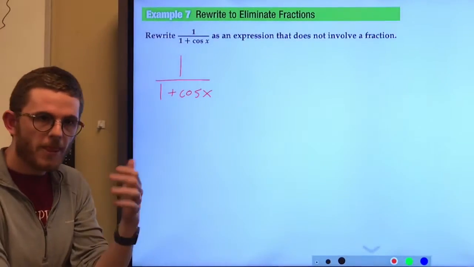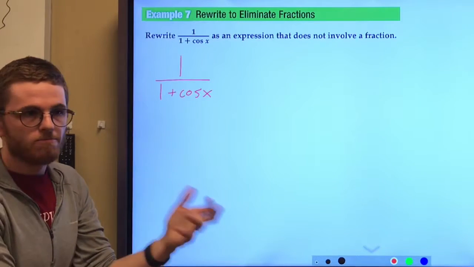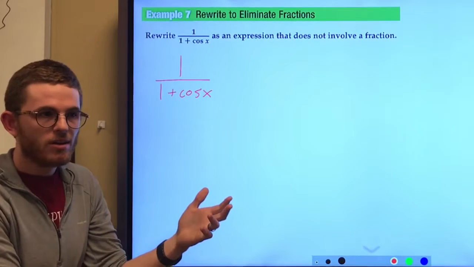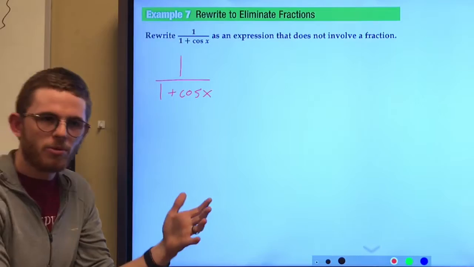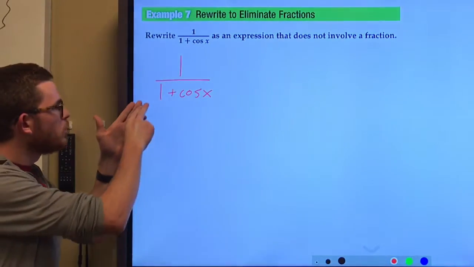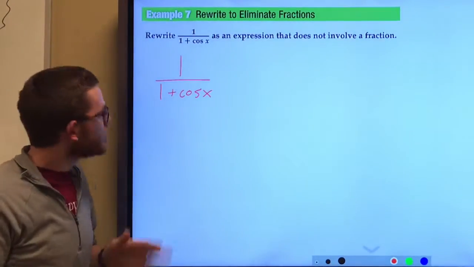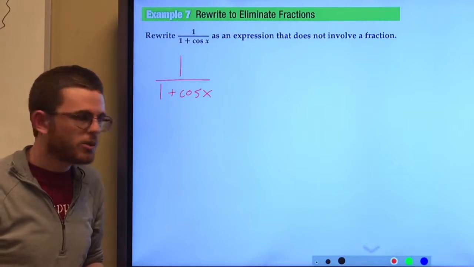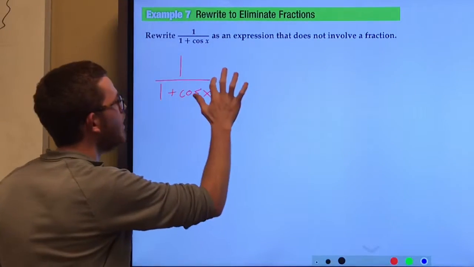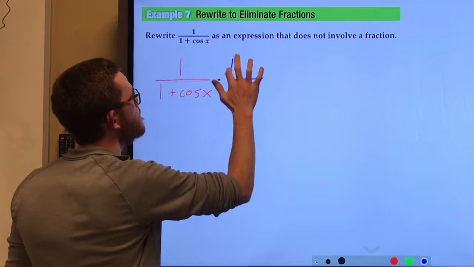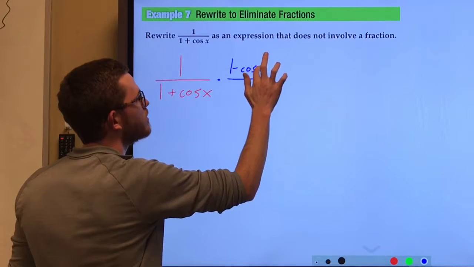Well, after you play with it, you may have stumbled upon this, but it's come up in previous examples. We can use the conjugate of 1 plus cosine of x. We can multiply the top and the bottom by the conjugate, 1 minus cosine of x.